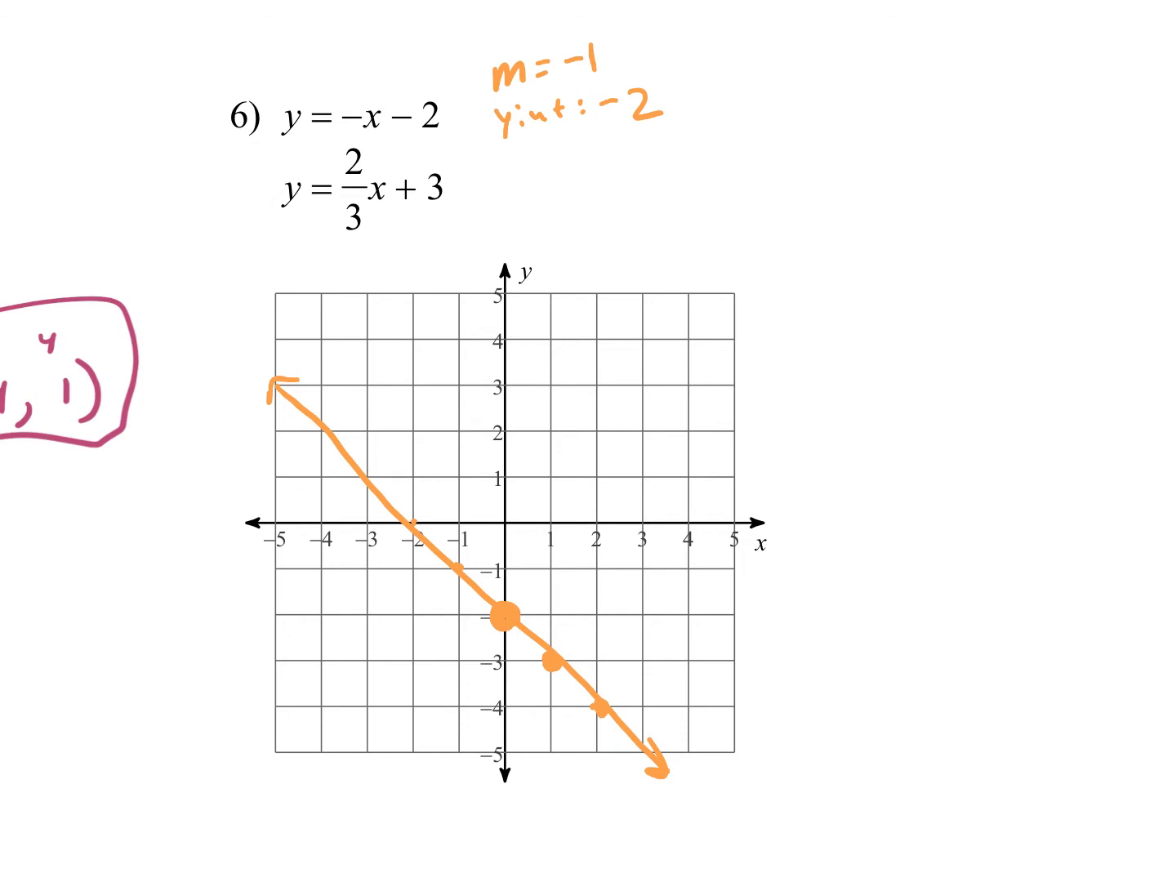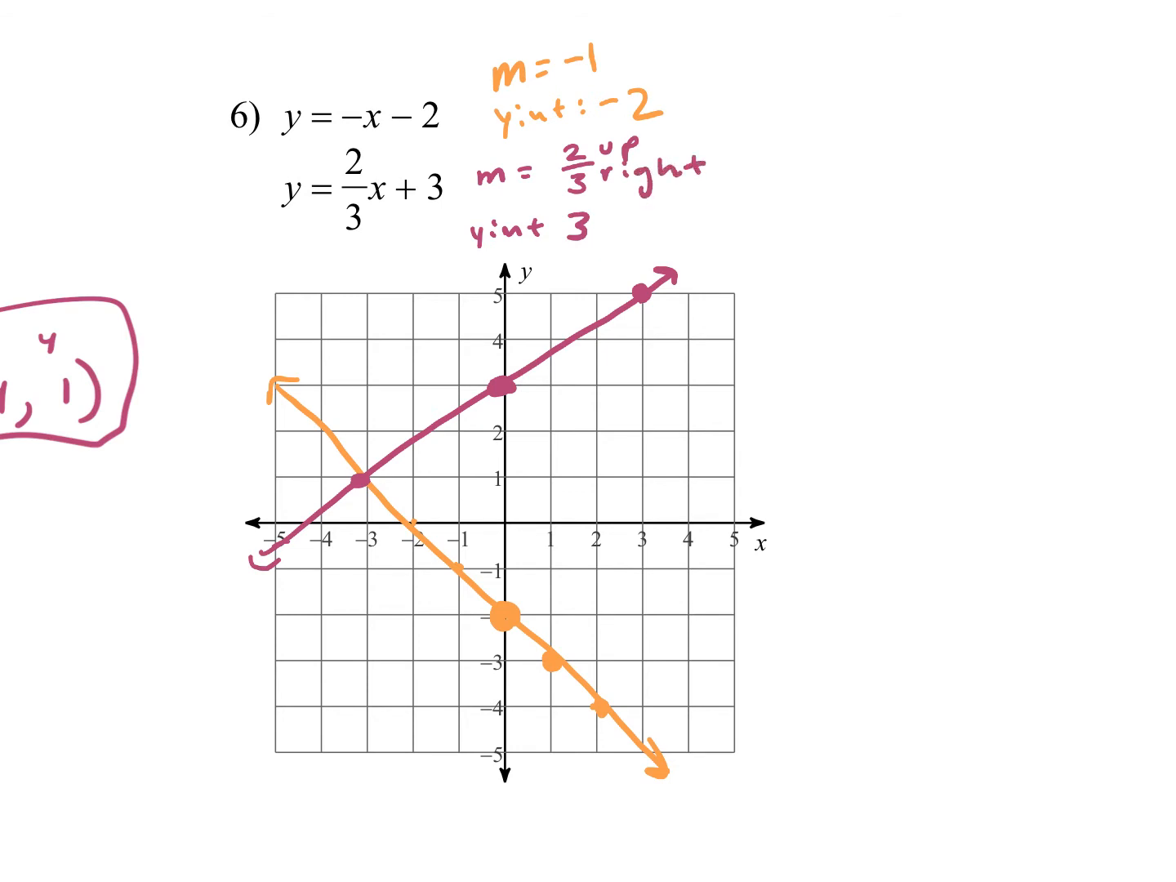For the second equation, what's my slope? 2 over 3, and what's my y-intercept? 3. So what's the first point I need to put? Point at 3. And then how do I do the slope of 2 over 3? Is it positive or negative? Up 2, right 3. I could also go down 2, left 3. And then connect my dots.